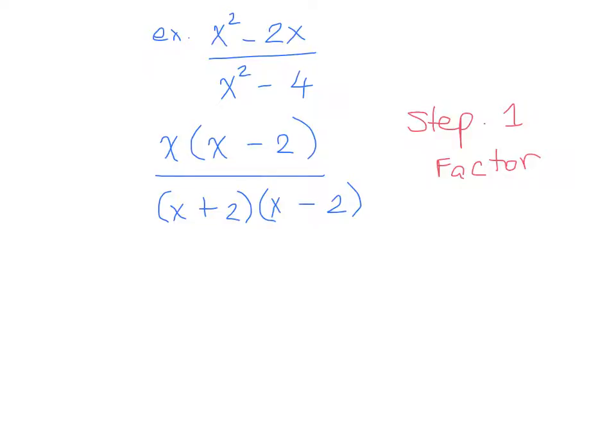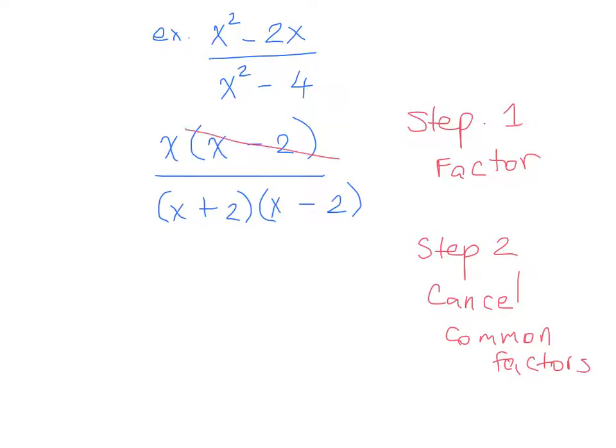Now we can cancel our common factors. That's step 2: canceling common factors. In this case, we have an x minus 2 on top and an x minus 2 at the bottom. We can cancel those, and that leaves us with x on top and x plus 2 at the bottom. It can't be factored any further. There's nothing more in common.